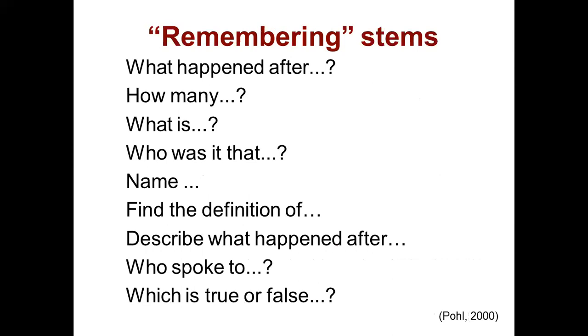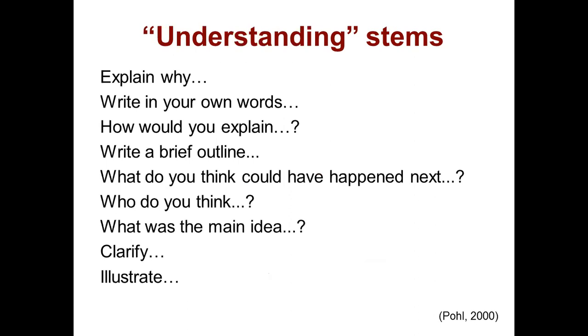So these are the bases you can use to ask questions for the remembering level. What happened after that? How many were there? What is it? Who was it that wrote the novel? Name 3 things in something. Find the definition of something, describe what happened after. Who spoke to whom? Which is true or false? So these are very basic level questions.